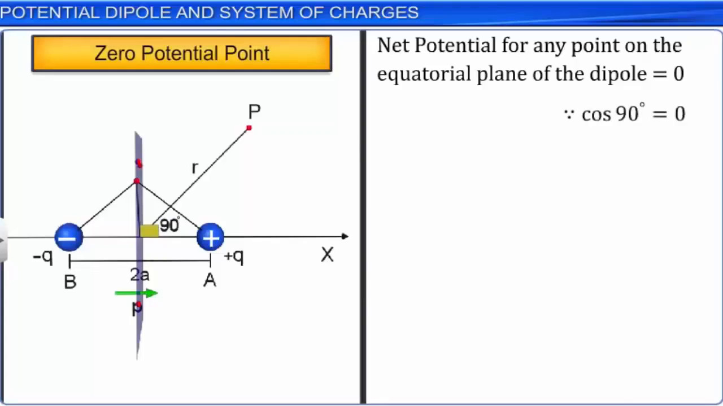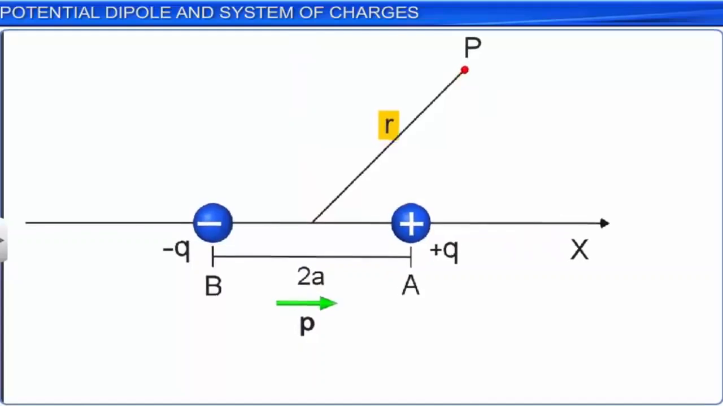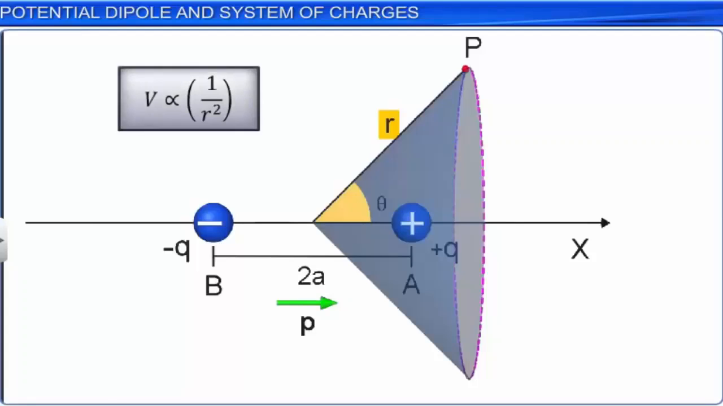When the position vector r is rotated about the dipole moment vector p, keeping the angle theta fixed, then the points corresponding to P on the cone generated will have the same electric potential. We also observe that the electric potential V due to the dipole is inversely proportional to the square of the distance of the point of observation in the electric field of the dipole.